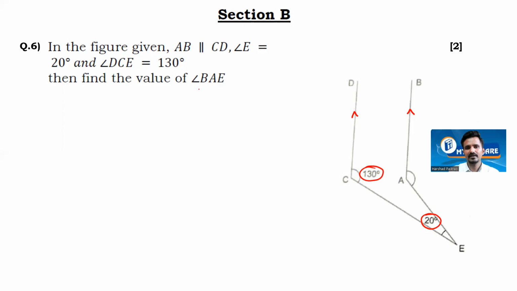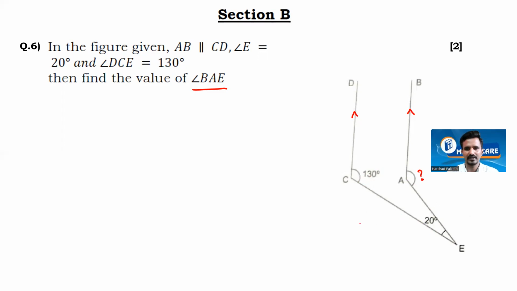What we have to find is angle BAE, which is here. Now how to find that? Remember, every time we see a pair of parallel lines, there must be a transversal. Do you notice any transversal here? There are actually two segments, CE and AE, but none of them currently act as a transversal. So we don't have a transversal right now.